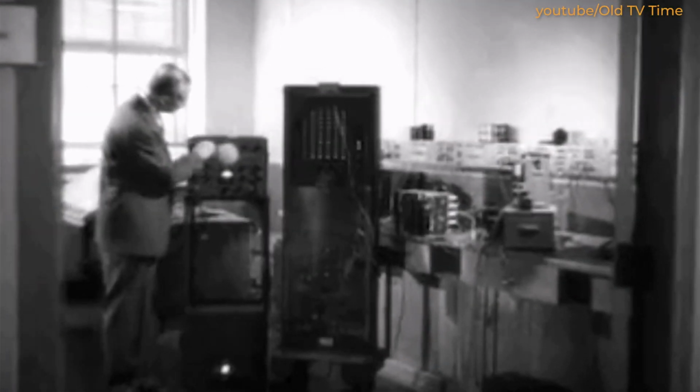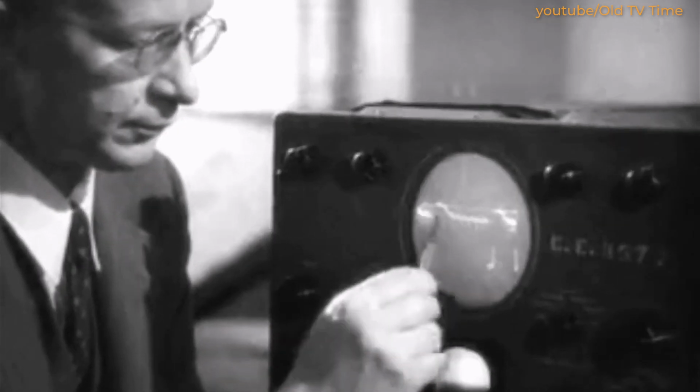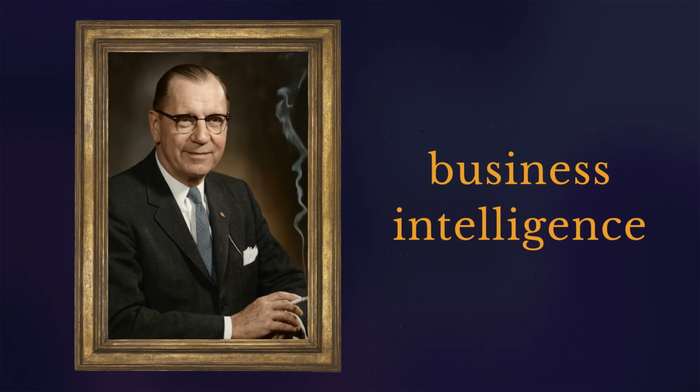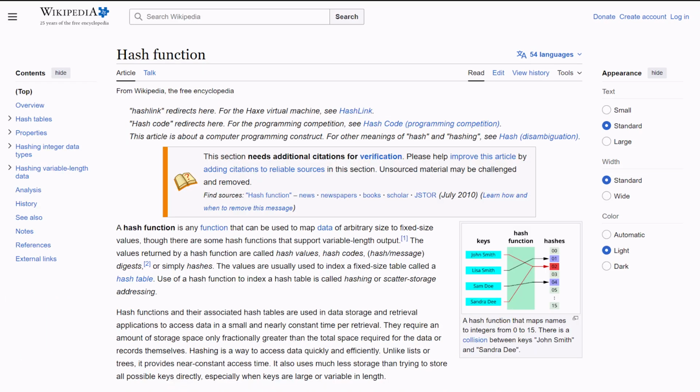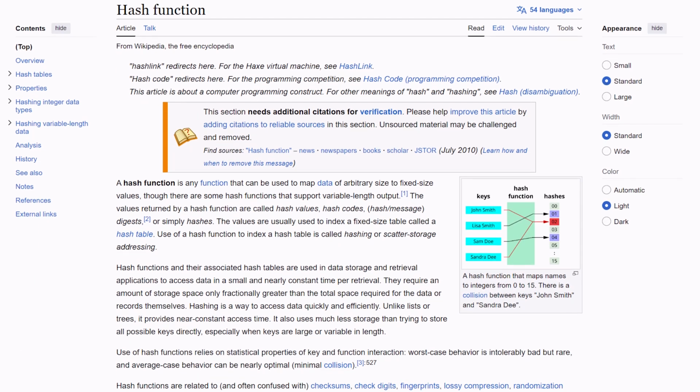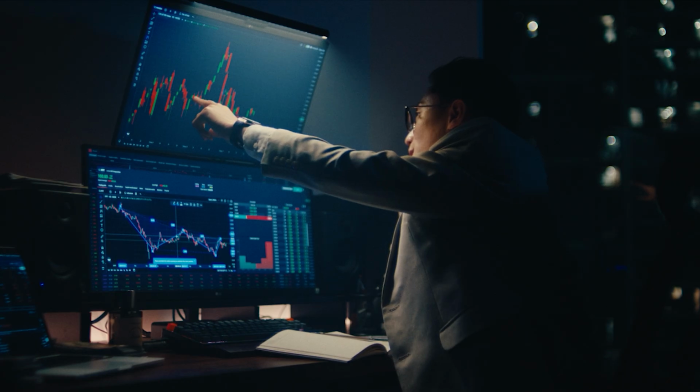In 1941 Luhn joined IBM as a senior research engineer and continued his innovations there. He was one of the first to use the term business intelligence and also pioneered the hash function, the same technique that decades later would secure every password on the internet and run the crypto industry.